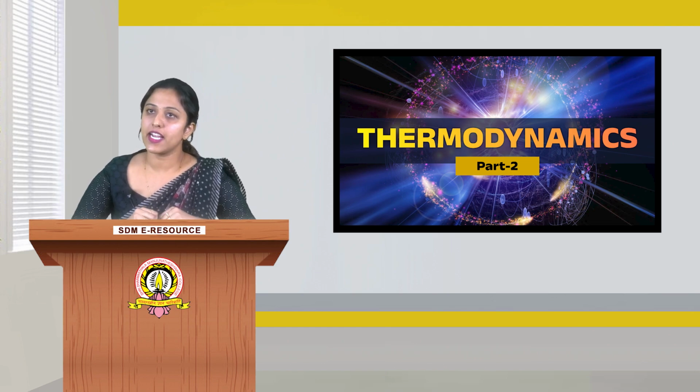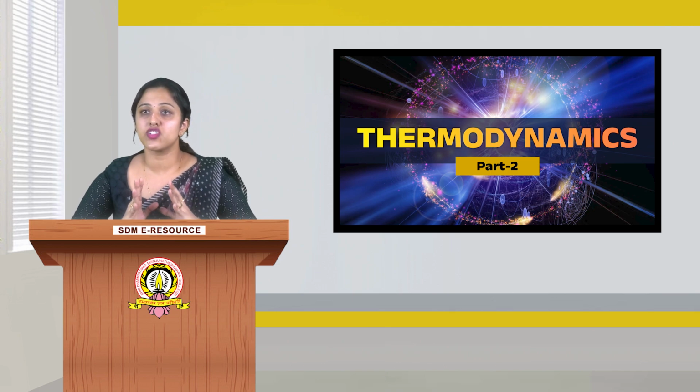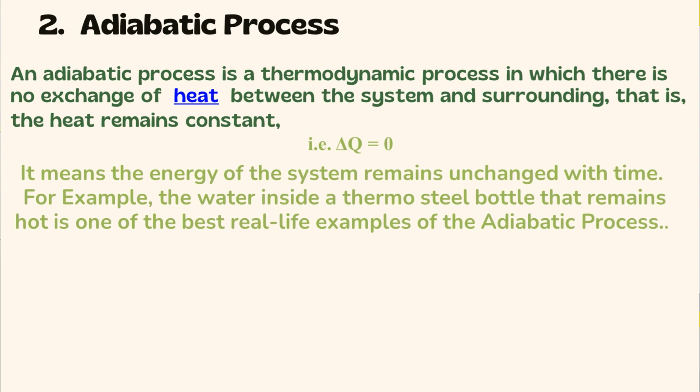Next one is adiabatic process. An adiabatic process is a thermodynamic process in which there is no exchange of heat between the system and surroundings. So we can represent it as delta Q is equal to 0. Q is nothing but the heat. So in adiabatic process, there will be no exchange of heat between the system and the surroundings. It means the energy of the system remains unchanged with time.